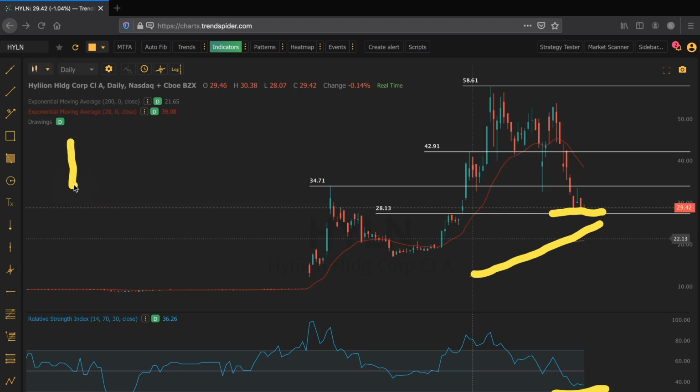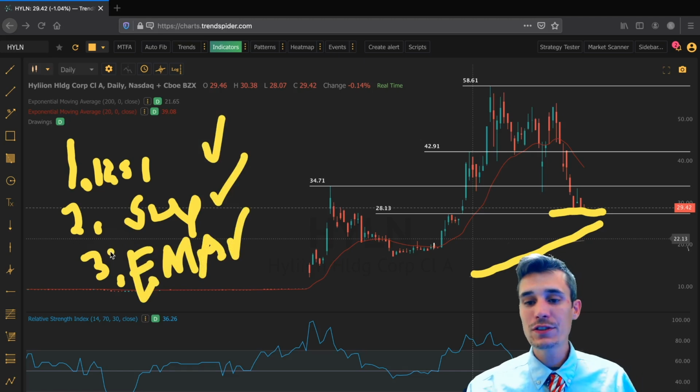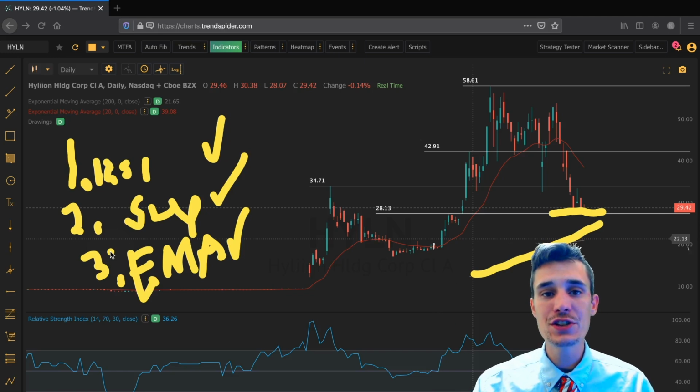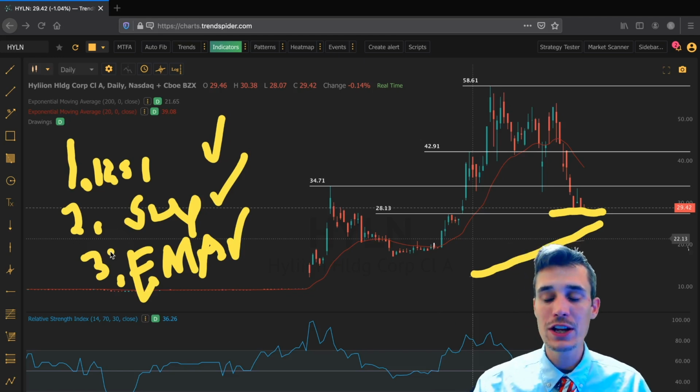We have three indicators coming together. We have the RSI, we have the support, and we also have the EMAs coming in. So we have three factors coming in together at the exact same time, telling us that this trade idea, this support area is probably valid. And the more factors you have coming together telling you that this area is a good buy zone, the better chances you have of getting a good price on your investment, on your trade.